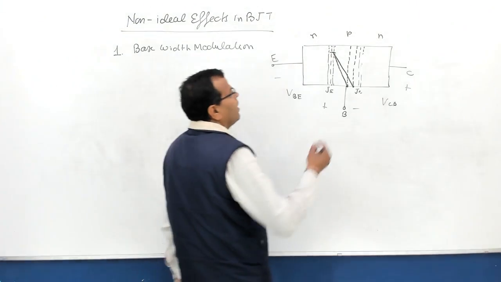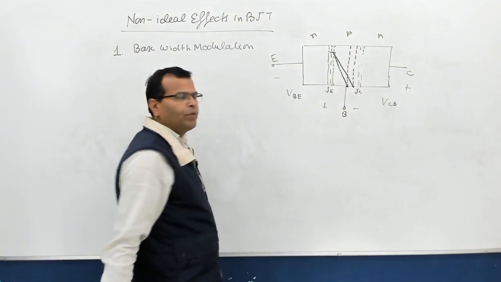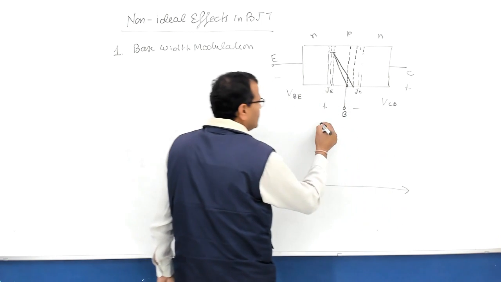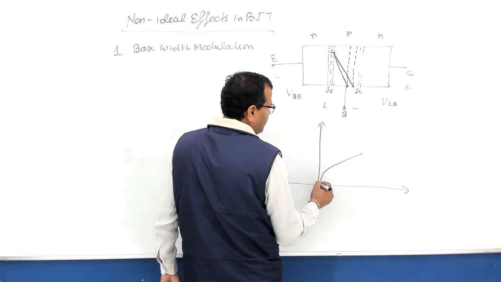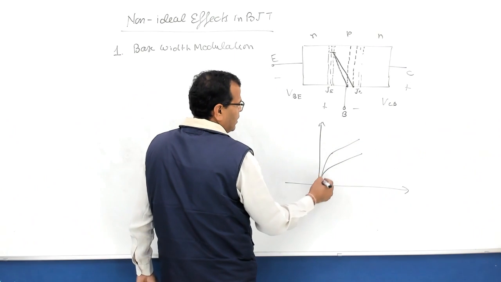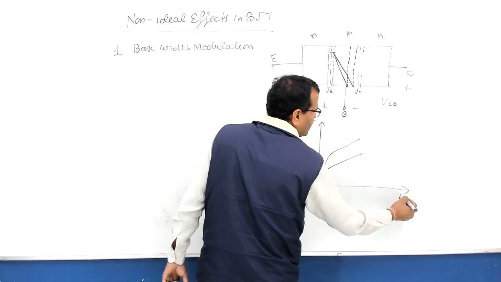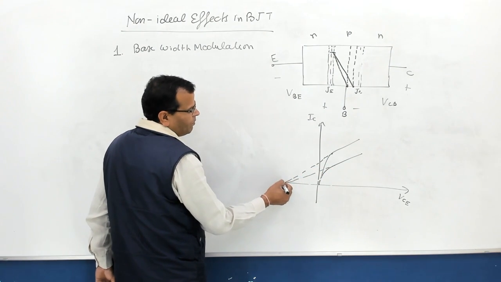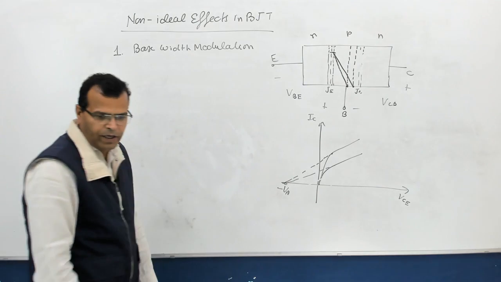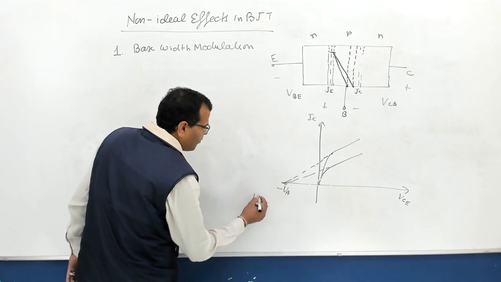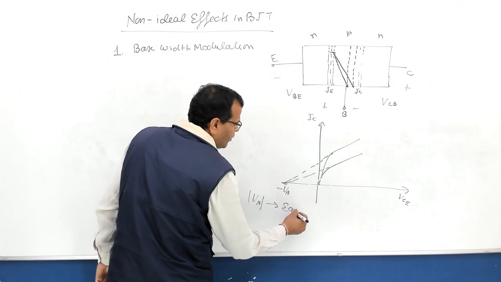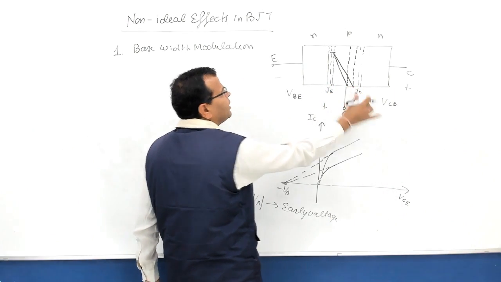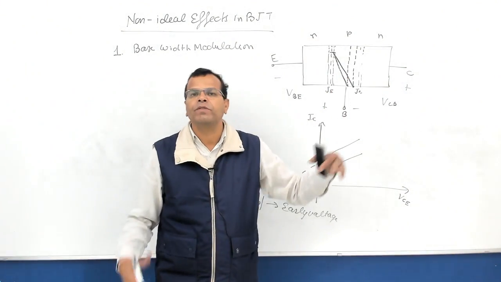Now what is happening here is that collector current is increasing with increasing VCB. If you recall the output characteristic of BJT, it was something like this, where this is IC and this is VCE. If you extend these characteristics backward, you will find they meet at a certain voltage VA. This point VA magnitude is called the early voltage, and this decrease in width of the base region due to an increase in the reverse biasing voltage VCB is known as base width modulation.